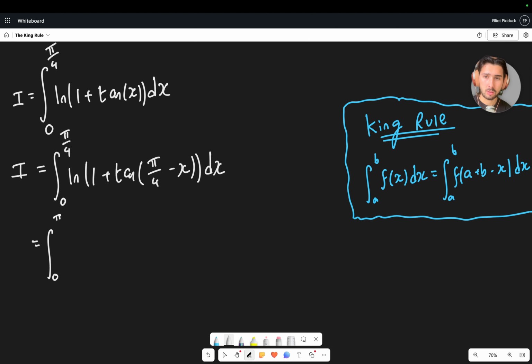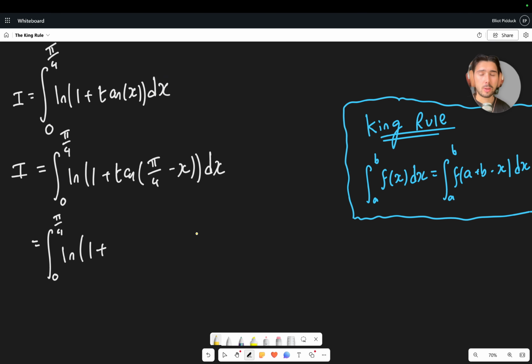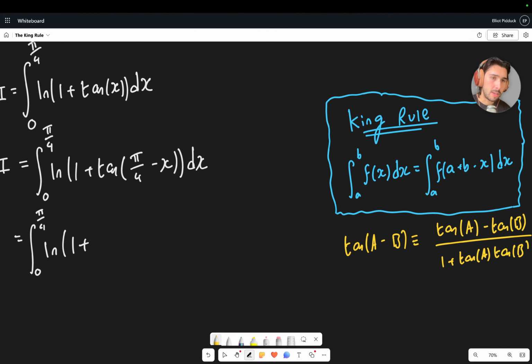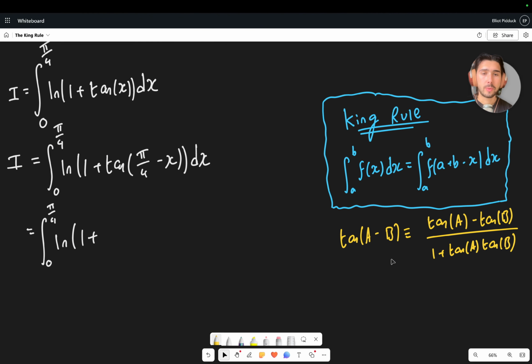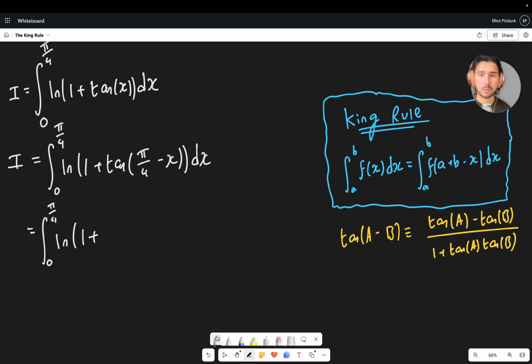We've got the integral from 0 to pi over 4 of the natural log of 1 plus. And then down here, I'm going to do it in a different color for us. I'm going to write down the compound angle formula for tan of A minus B. So tan of A minus B is identical to tan A minus tan B over 1 plus tan A times tan B, like that. That's called the compound angle formula for tan of A minus B, and you can see that's exactly what we are dealing with here. So we can certainly use it.